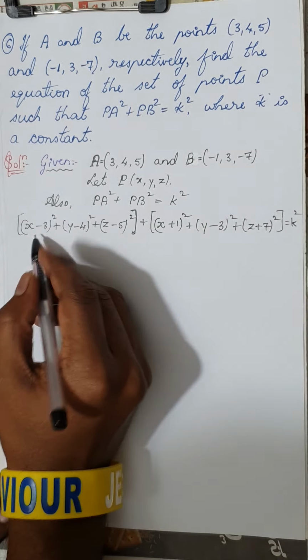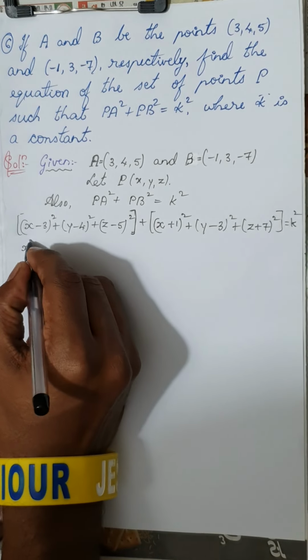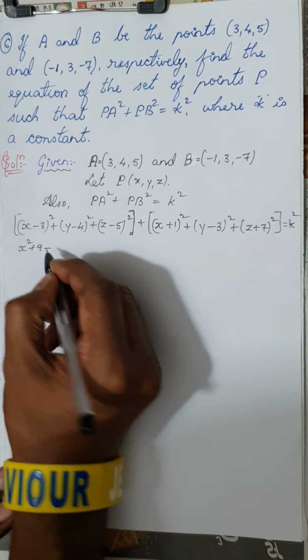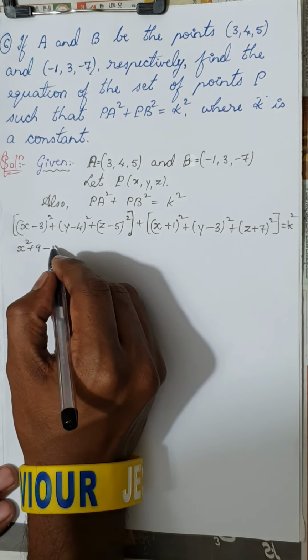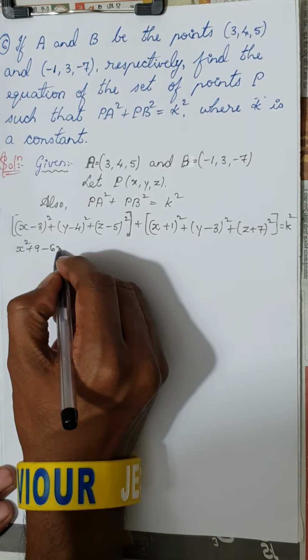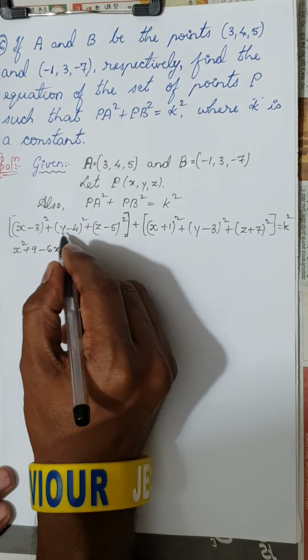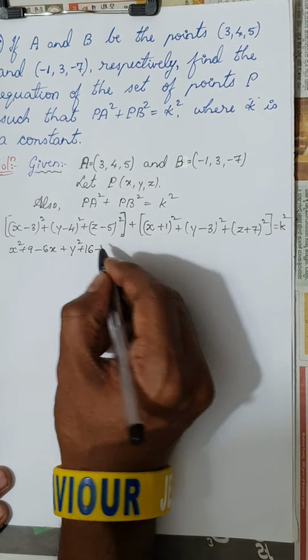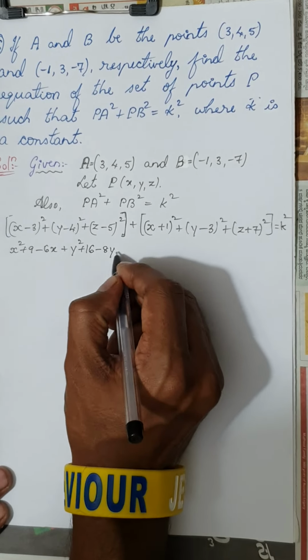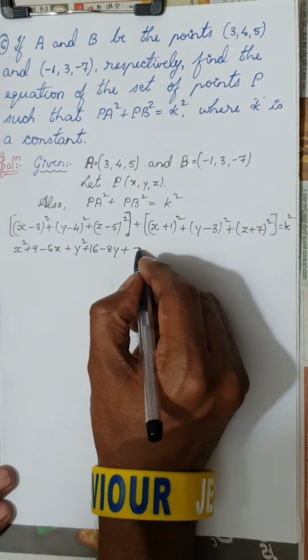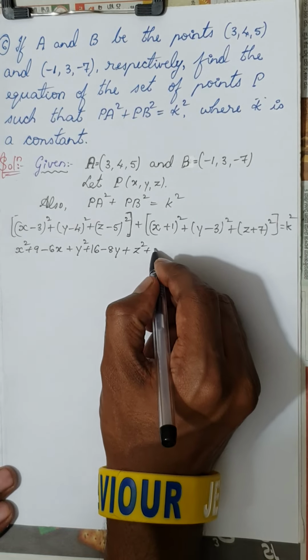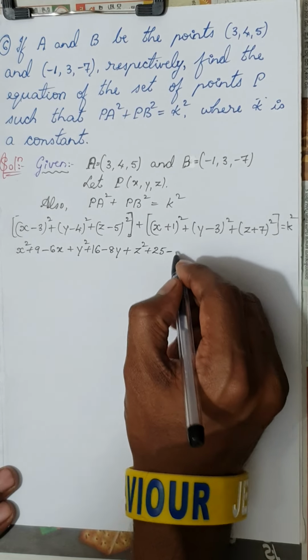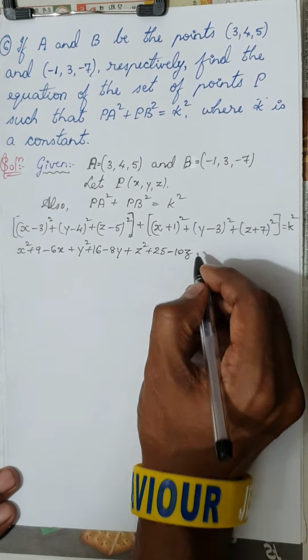Right, expanding using a minus b whole square, x square is x square as it is, 3 square is 9, minus 2ab, 3 twos are 6x. Similarly, plus y minus 4 whole square is y square, 4 square is 16, minus 4 twos are 8y. Plus z minus 5 whole square is z square, plus 5 square is 25, minus 5 twos are 10z.